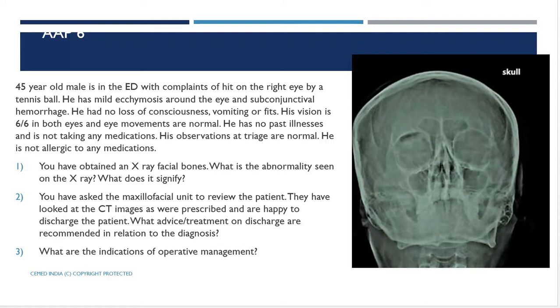So you have obtained an X-ray of facial bones. What is abnormality seen on the X-ray? What does it signify? What you see is air in the right orbit, suggesting the eyebrow sign, suggestive of orbital fracture.